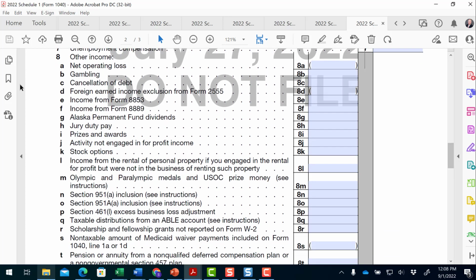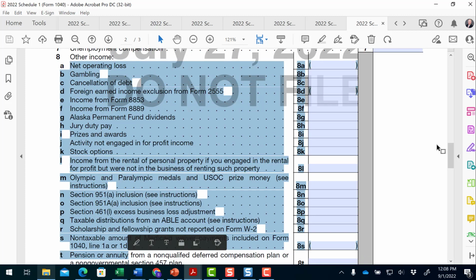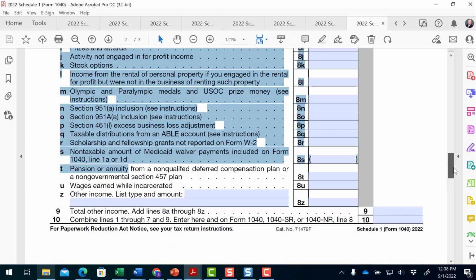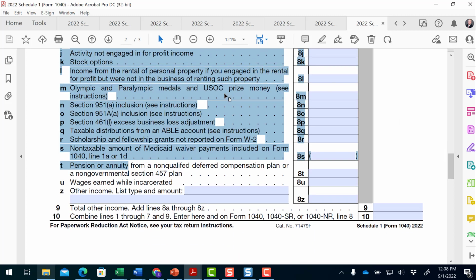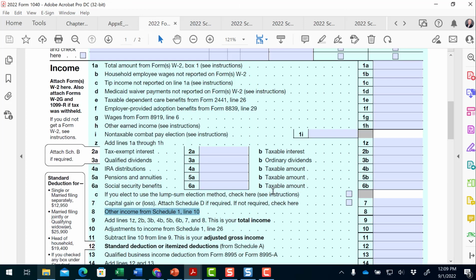And then again, here's a giant list of all these other types of income that you might have. And the form's constructed to kind of remind you, right? Oh, did I get Olympic prize money that I need to report? I better put that down. And then lastly is your catch-all down here with 8Z. Other income, and you just list it out and put the amount in. Add all these up, and boom, you take that total, and it's additional income that you're reflecting on your Schedule A, right?